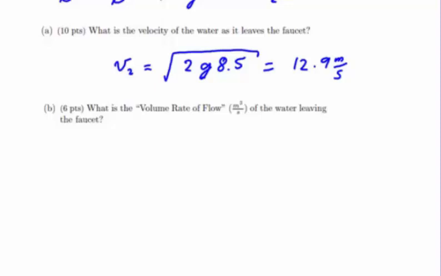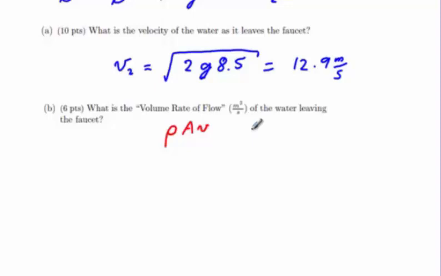In part B of the problem, we are asked to quantify the rate at which the water flows out of the faucet. There are two common ways to quantify the rate at which a fluid moves. The first is density times area times velocity. This quantity has the units of kilogram per second and applies both to gases and to liquids.